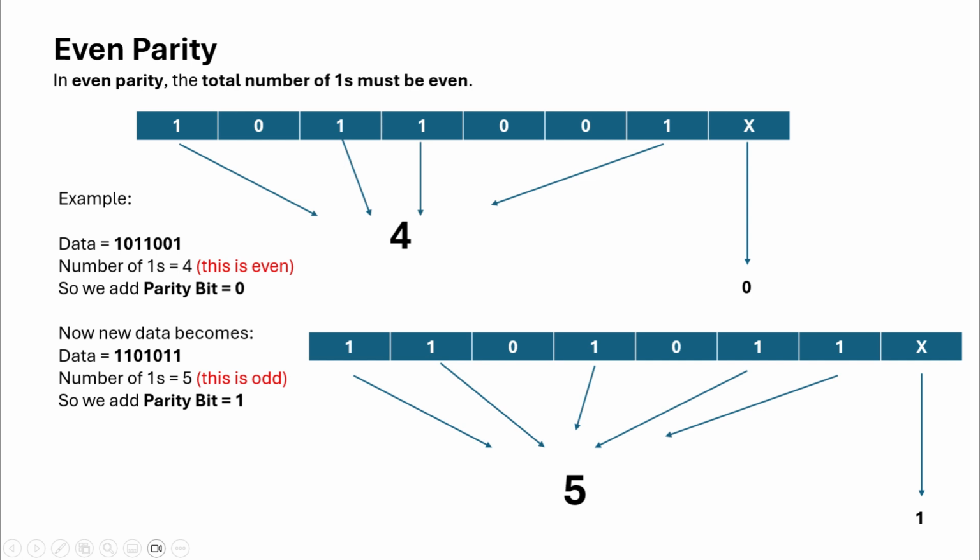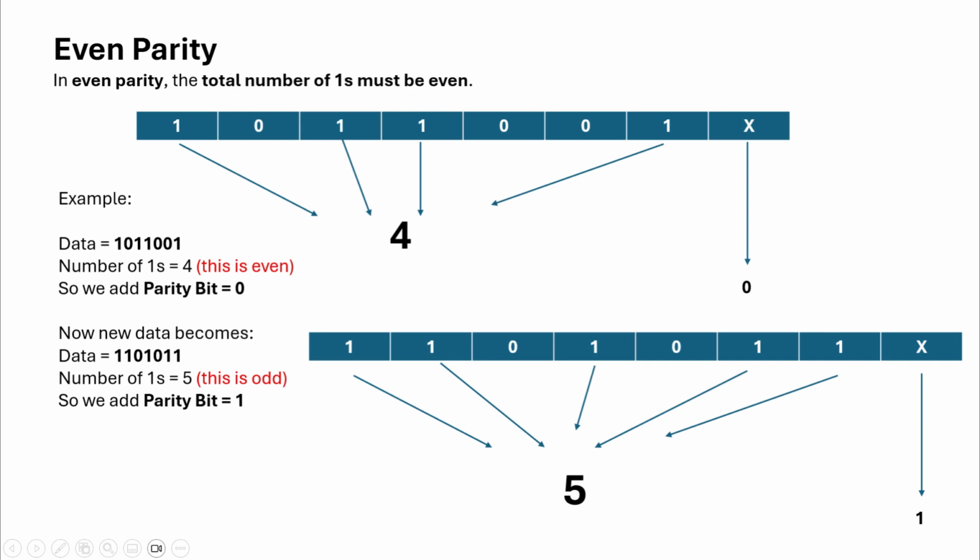For even parity, we want the total number of ones to stay even. Currently, it is 4 which is even. So we do not want to change that. What do we add? We add a parity bit of 0. Because 4 plus 0 equals 4. Still even. Perfect.